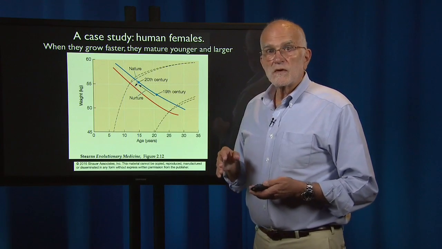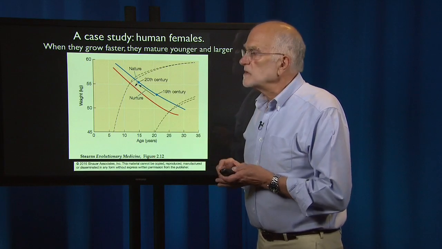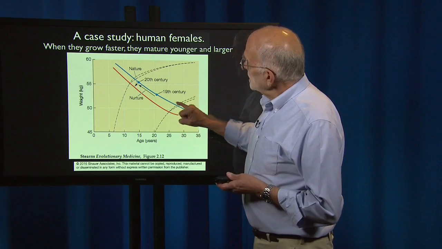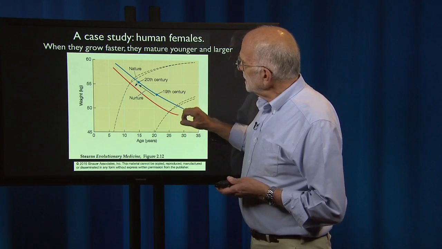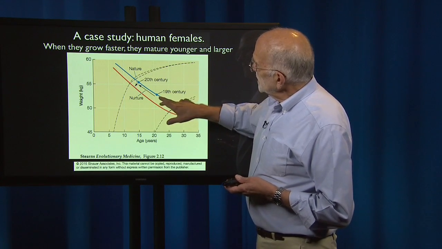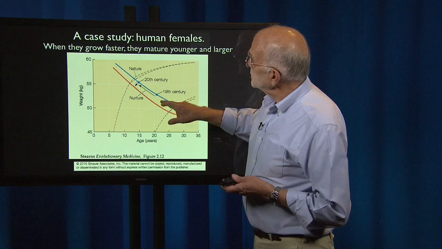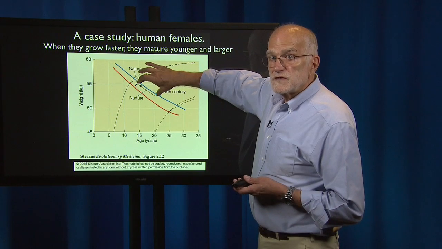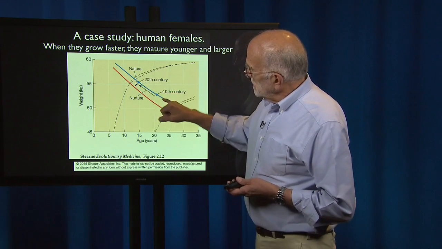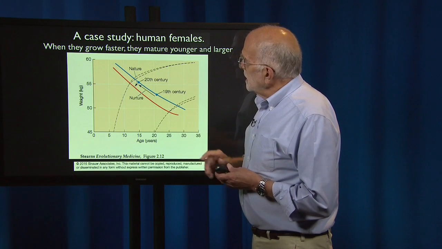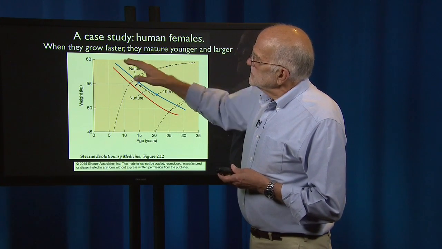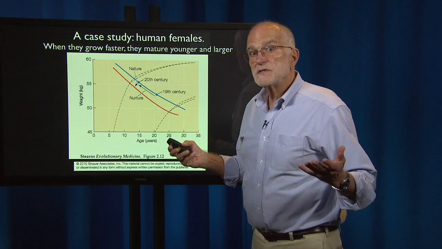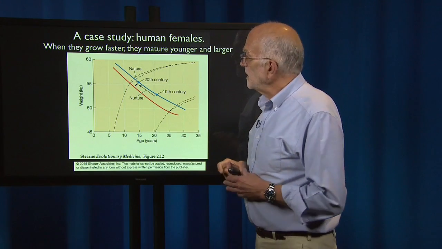So if you use that framework that you saw with the equation and the example from the lizard, and you ask what is the optimal reaction norm for maturation in humans, it is this blue line here. And if you put in the correct estimated parameters for the 19th and the 20th century, this model predicts about a 4, 5, 6 year shift in age at maturation, age at first birth. Now, what that means is that when human females grow faster, they mature younger and larger. And this is quite consistent with an optimal evolved reaction norm.